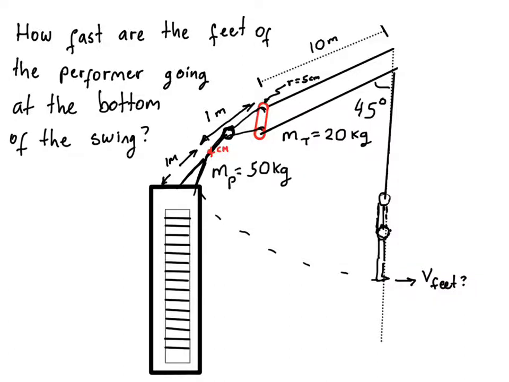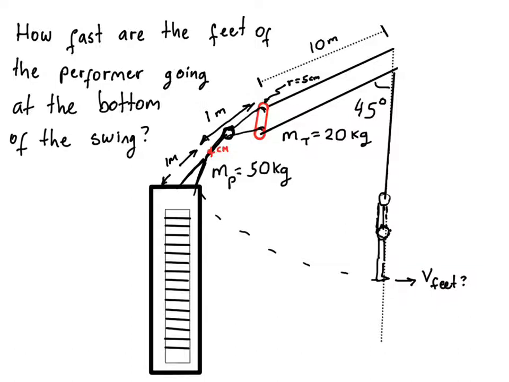The trapeze has a metal bar at the bottom that is 20 kilograms and it has a radius of 5 centimeters. The person, with the arms extended, is 2 meters long, and the center of mass of the person is 1 meter from their feet, and the mass of the person is 50 kilograms. The trapeze is making an angle of 45 degrees with the vertical, and the question here is to figure out how fast the feet of the performer are going when the performer is at the bottom of the swing.